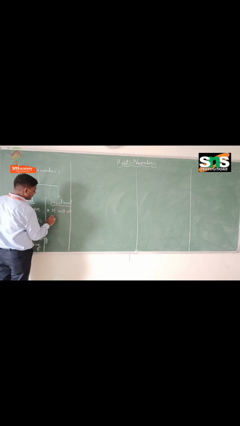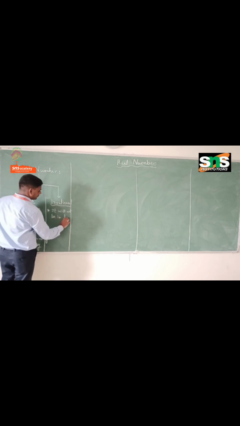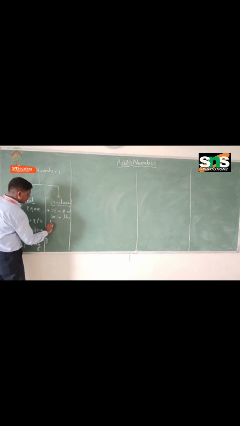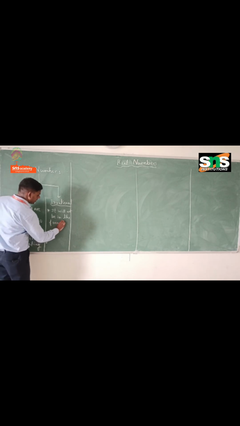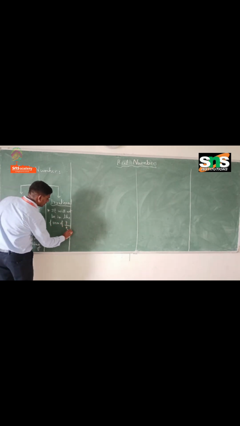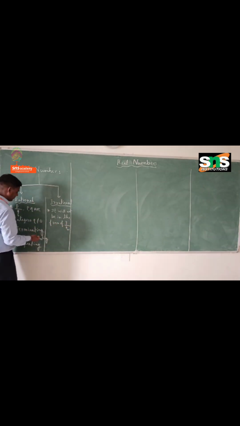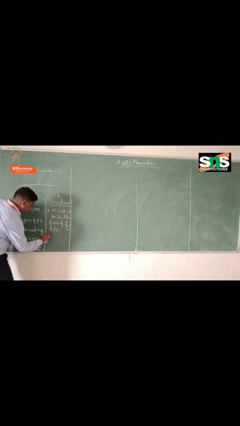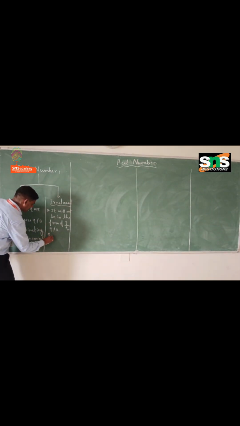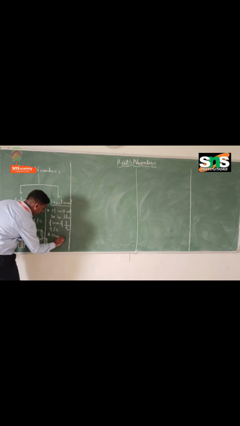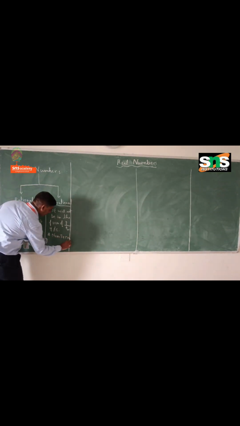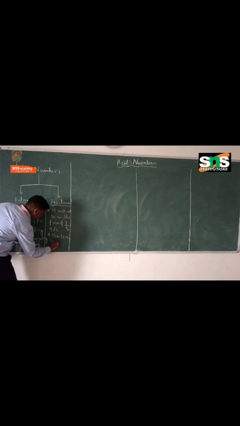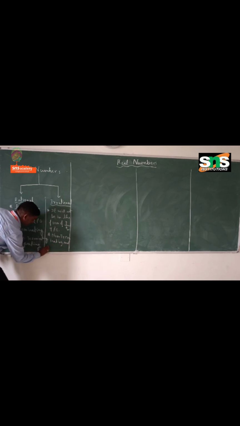it will not be in the form of p by q, where p and q are integers, same thing, and q is not equal to 0. And for an irrational number, it will be non-terminating and non-repeating.